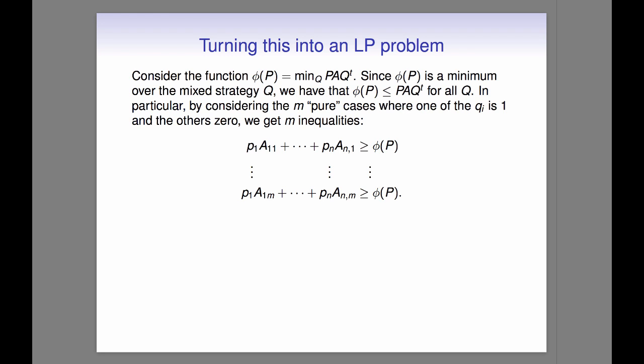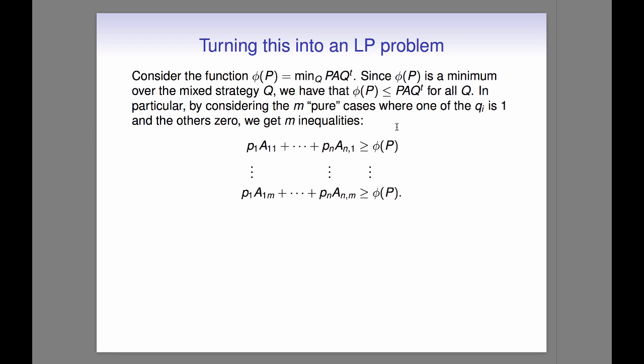And the trick is to turn this into a linear programming problem. It's very clever. The idea is to introduce a function phi of p, which is the minimum over q of PAQ transpose. So here, in the right-hand side, the p is temporarily fixed and q is chosen so as to minimize PAQ transpose. And that number then is the value of phi p.